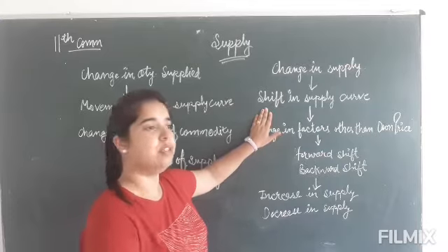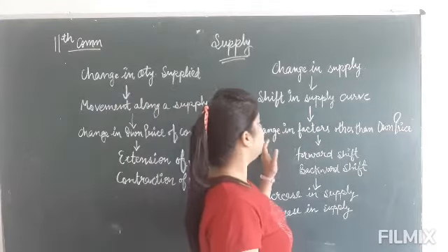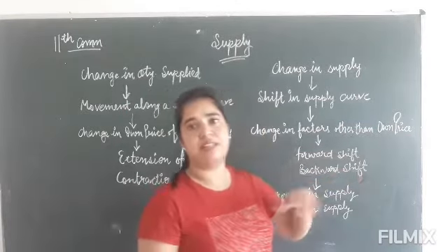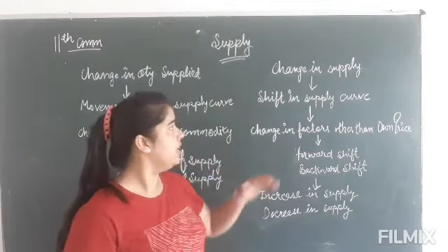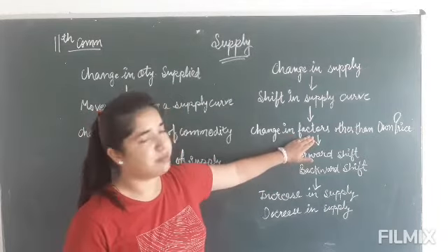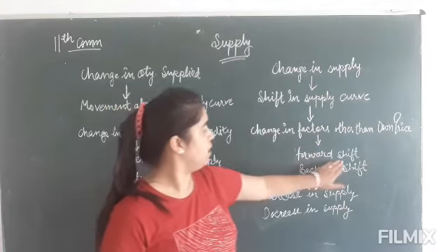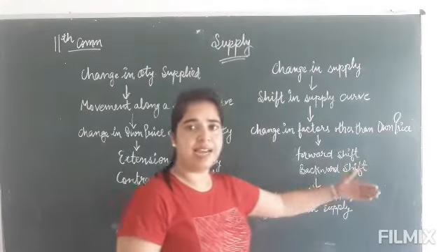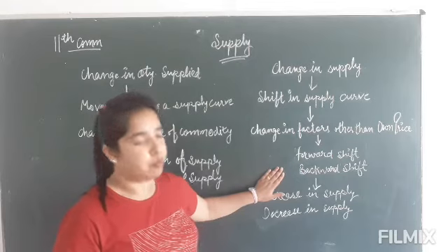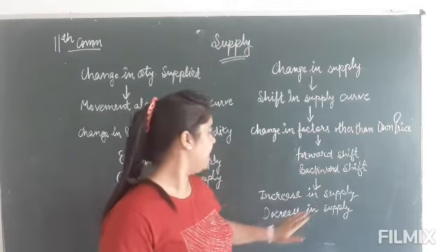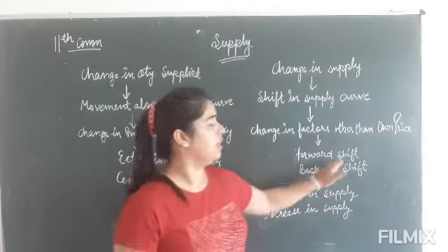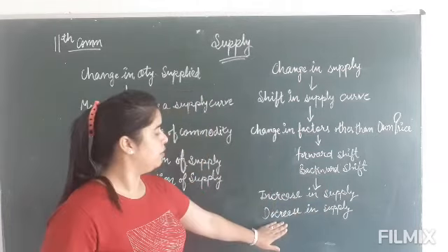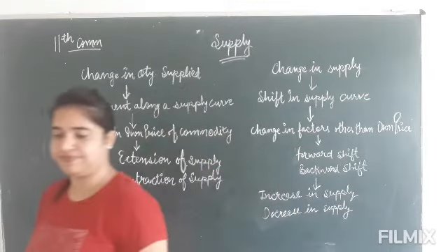The supply curve shifts from the original position, and it is because supply changed due to change in factors other than own price, meaning determinants. If determinants of supply changed, then this kind of change occurs, and it can be described with the help of forward shift and backward shift, which are popularly called increase in supply and decrease in supply. If the shift is forward, it would be an increase, and if the shift is backward, it would be a decrease in supply.